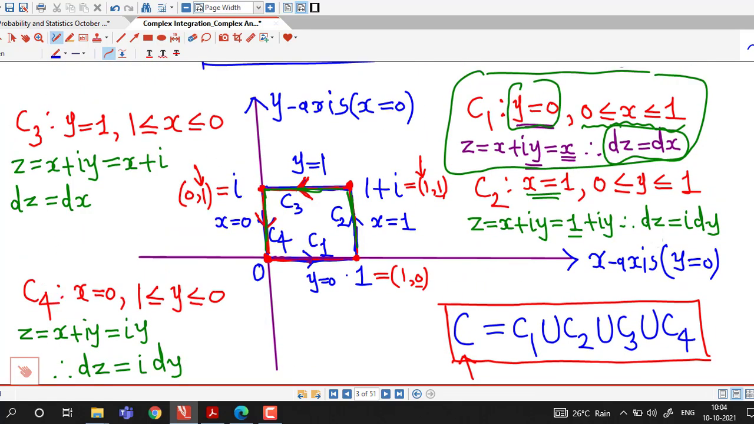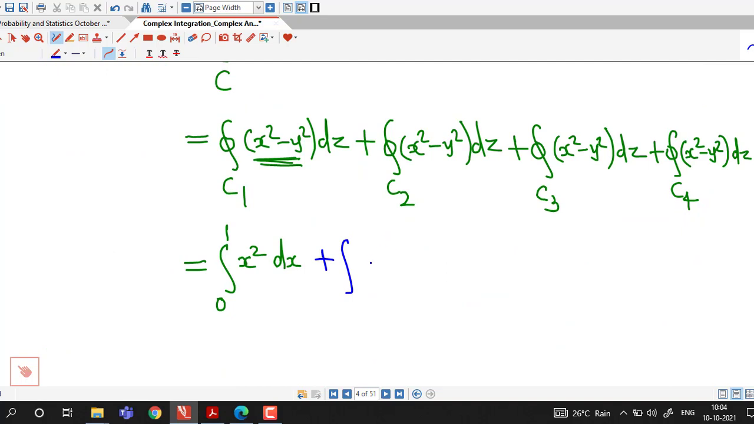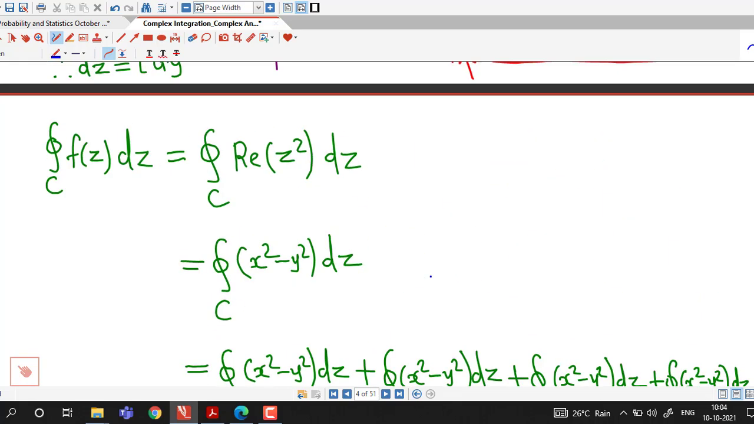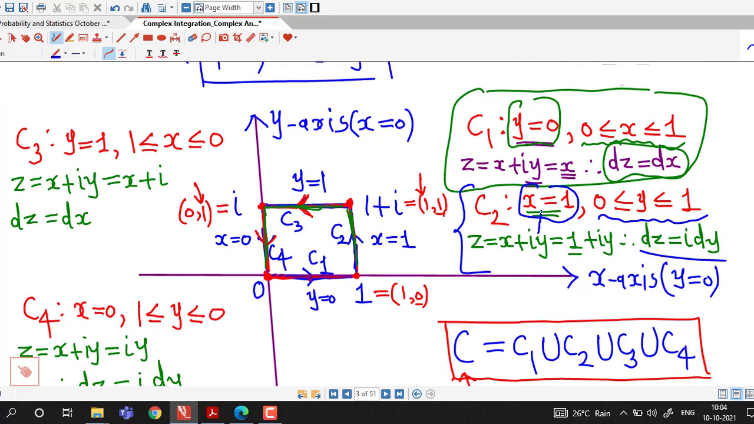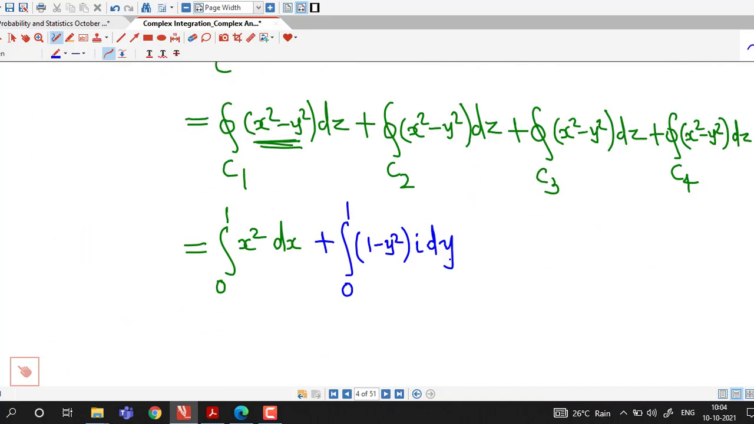Now along C2 x is 1. Okay, now we are using this information. We put x equal to 1, y is changing from 0 to 1, and dz is I dy. So x is 1 along C2, so x square minus y square is 1 minus y square, and y is changing from 0 to 1, and dz is I dy along C2. Let me check again. Along C2 x is 1, y is from 0 to 1, and dz is I dy. So that I have written correctly.